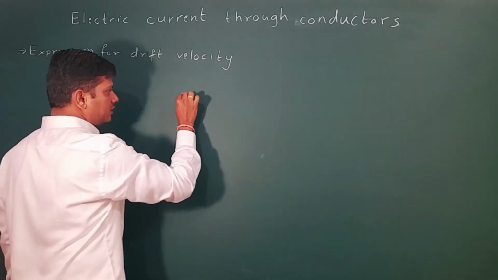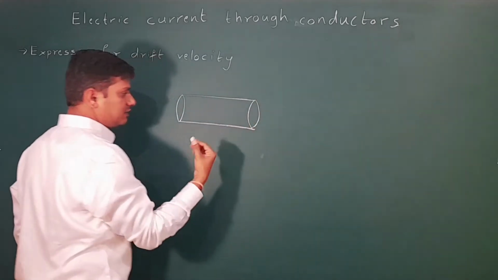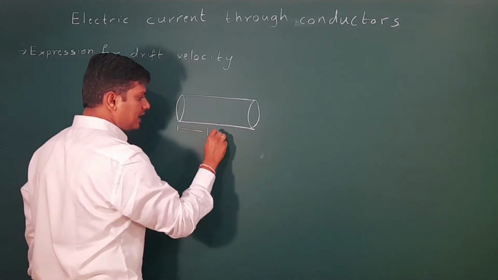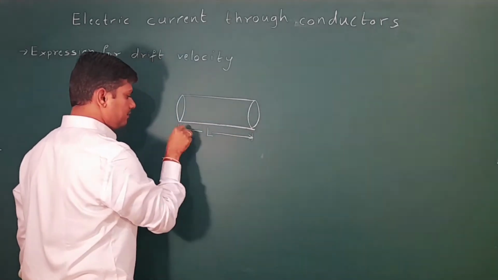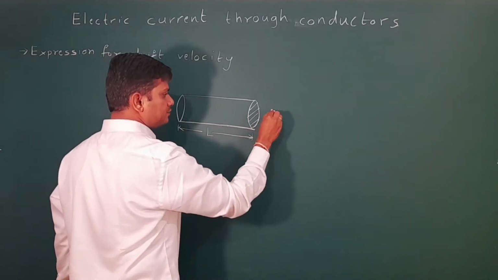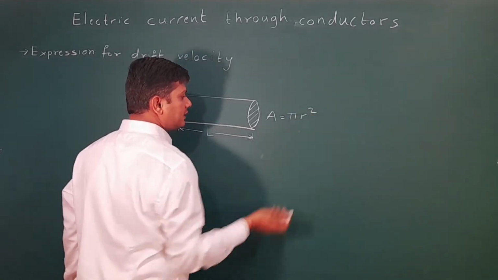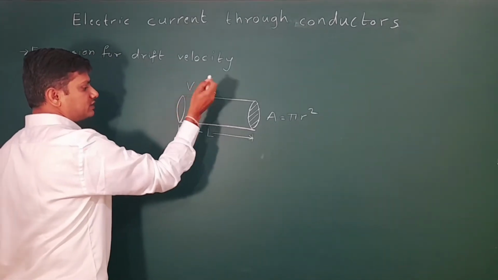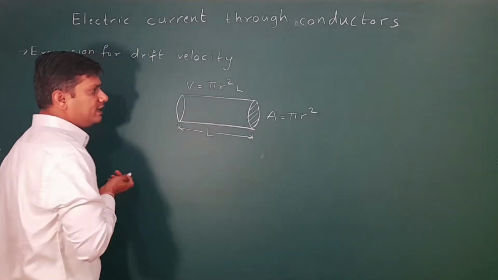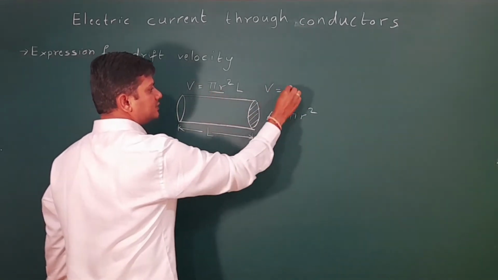Let's say this is a cylindrical conductor like copper having length L. This is the area of cross section of the conductor. So this area is circular, so it is pi r square, and the volume of this conductor is pi r square L, or volume can be written as area into length.